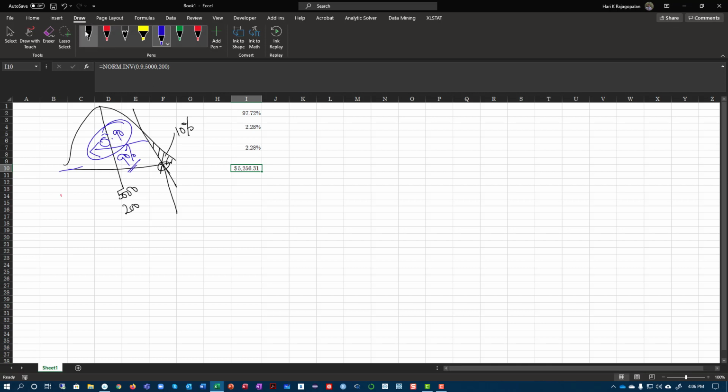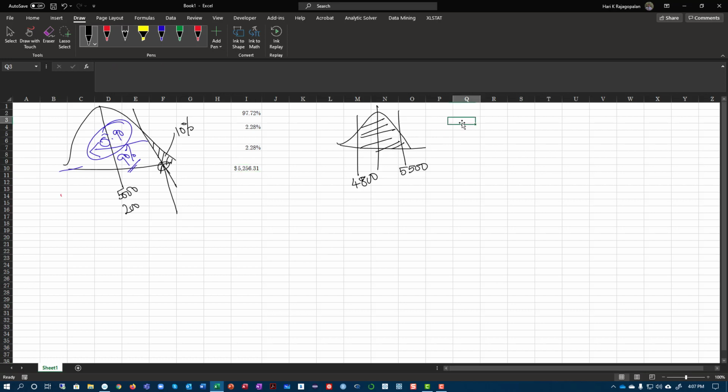Let us say that you were asked to find the probability that you have these two lines. Same thing, 5,000, standard deviation is 200. But here you have, let's assume this is 5,500 and this is, let's say, 4,800, right? And you're saying, hey, give me the probability between these two values.